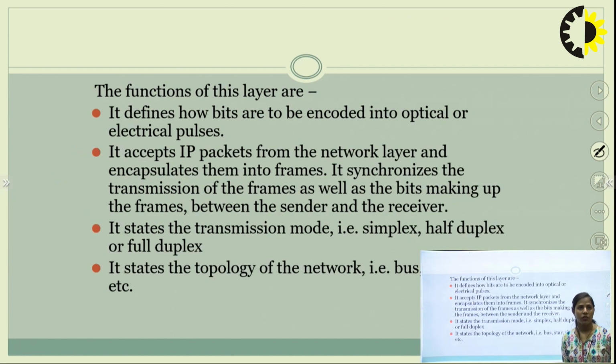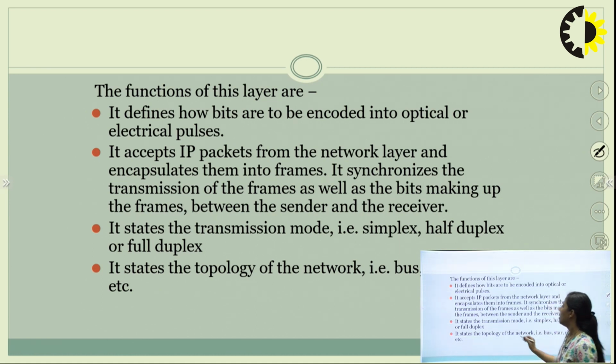Now the various functions of the network layer: it defines how the bits are encoded and how the electrical pulses are involved. Means it involves the physical transmission, your data is transmitted as particular pulses, particular packets. It encapsulates into frames. The data is encapsulated first into IP packets, then into frames. So it involves how the data is transmitted between the sender and the receiver, all this process of frames.